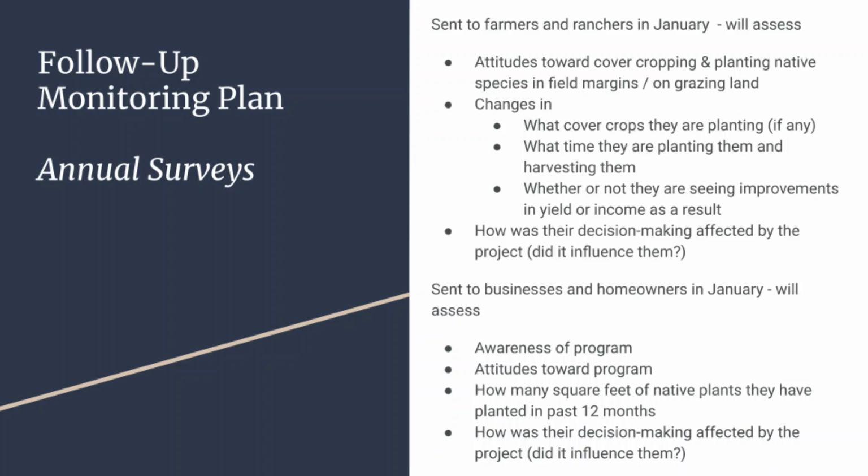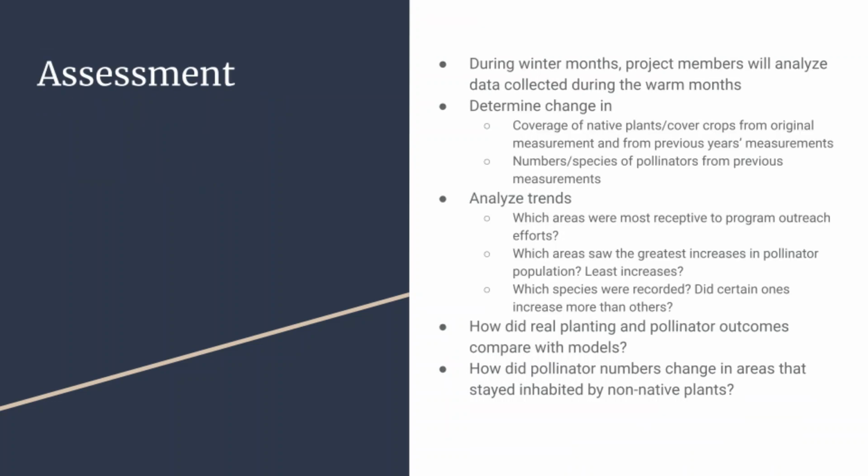Annual surveys will also be sent to businesses and homeowners in January to assess awareness of the program, attitudes towards it, how many square feet of native plants they've planted in the past 12 months, and how their decision-making was affected by the project. During winter months, project members will analyze data collected during the warm months to determine changes in coverage of native plants and cover crops from the original measurement and from previous year's measurements, as well as numbers and species of pollinators from previous measurements.